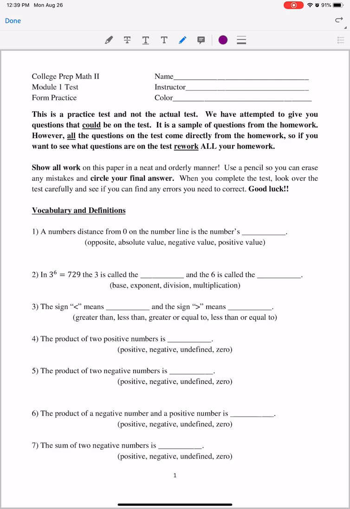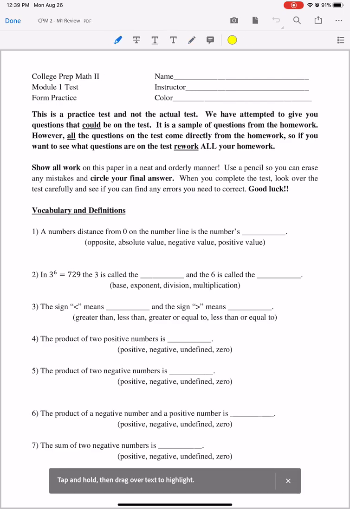So number one, a number's distance from 0 on the number line is the number's, this is absolute value. Okay, so right here. Actually, you know what I'm going to do? Instead of doing this, I'm just going to highlight your answers. Okay, so this first one is the absolute value.